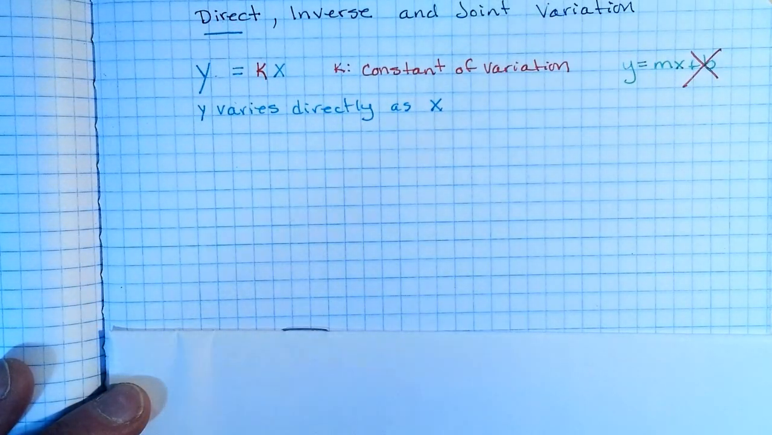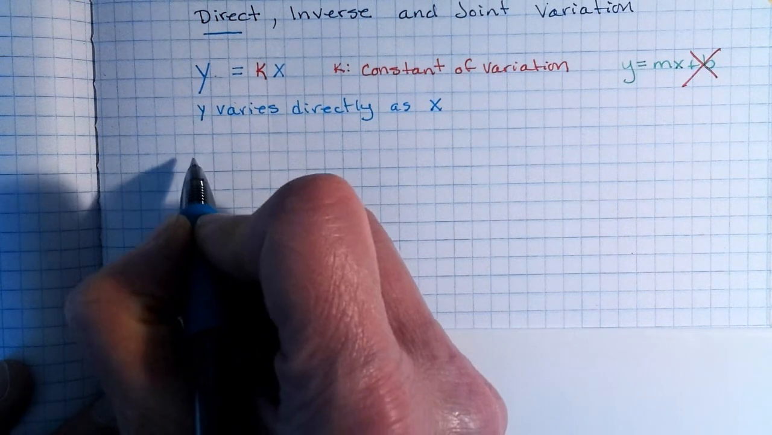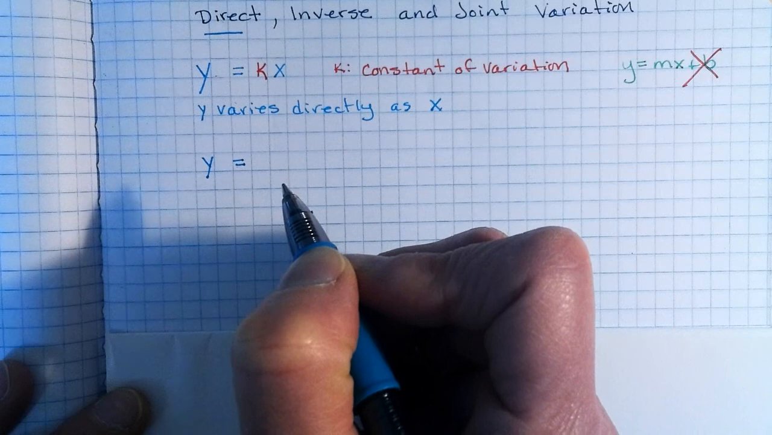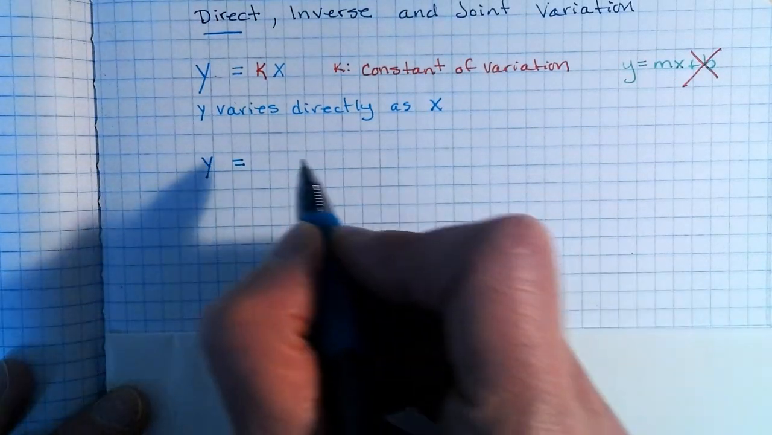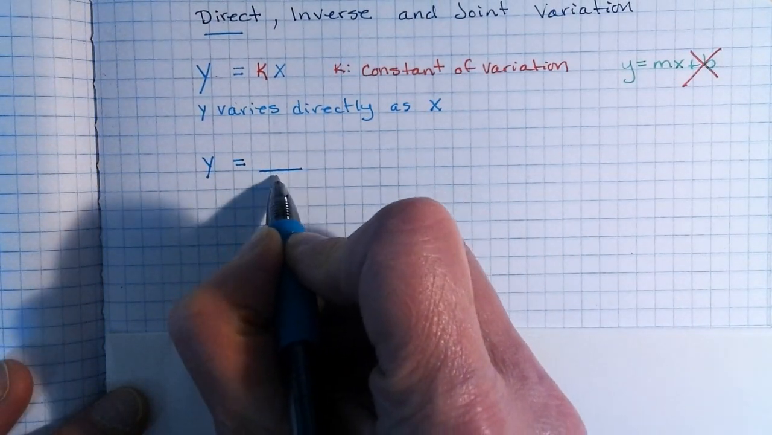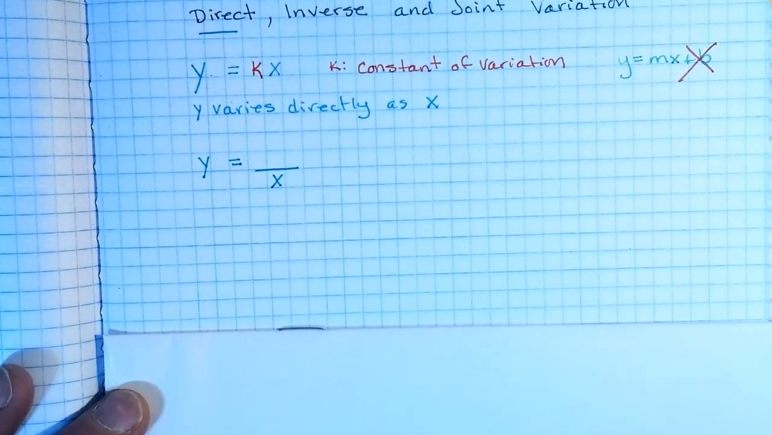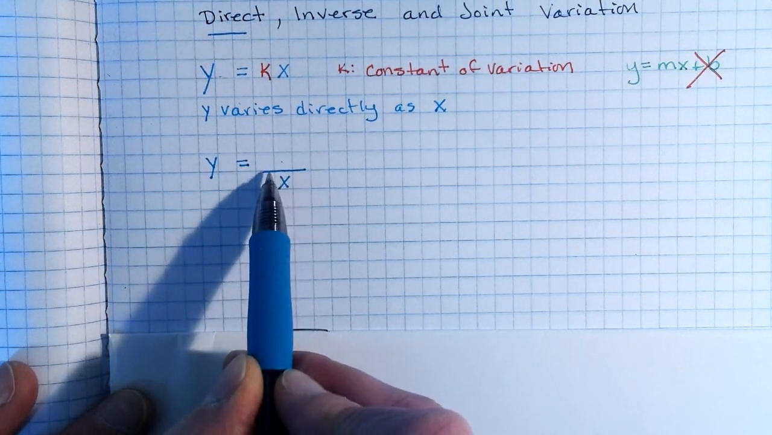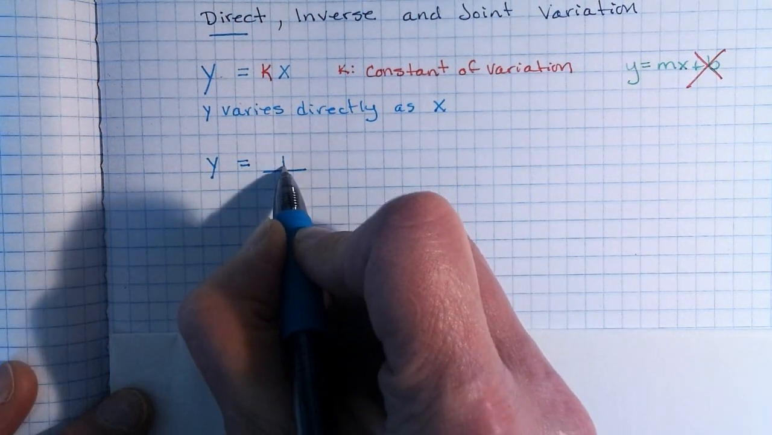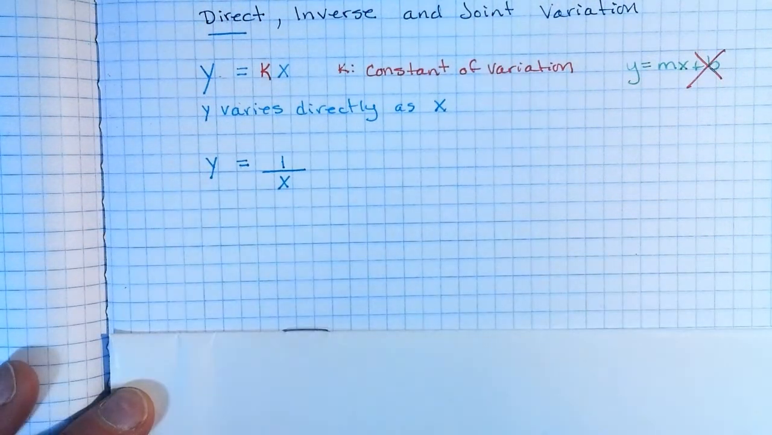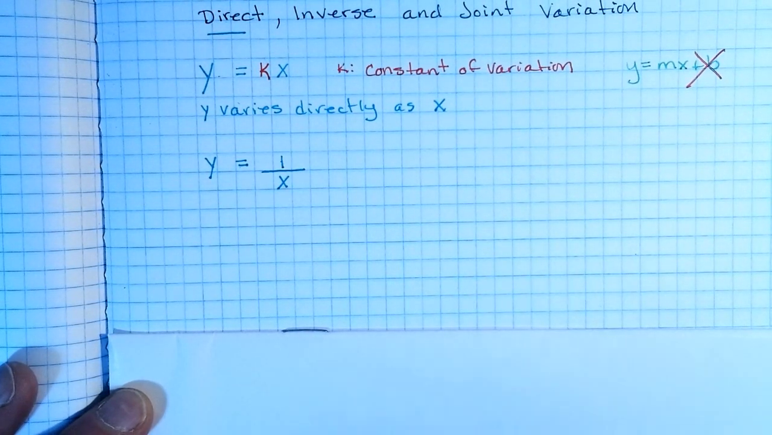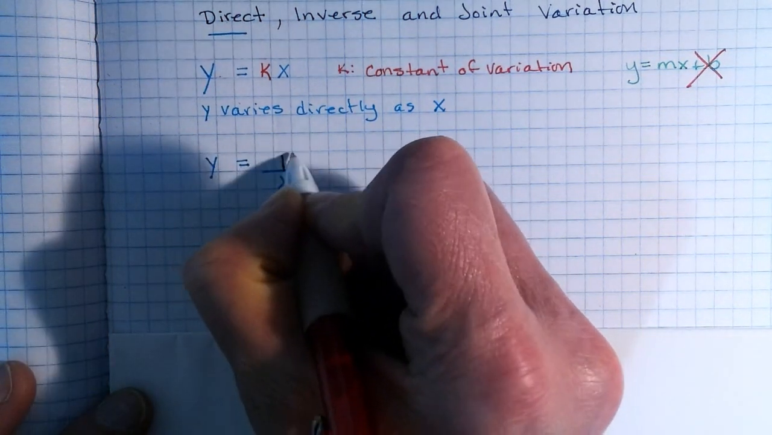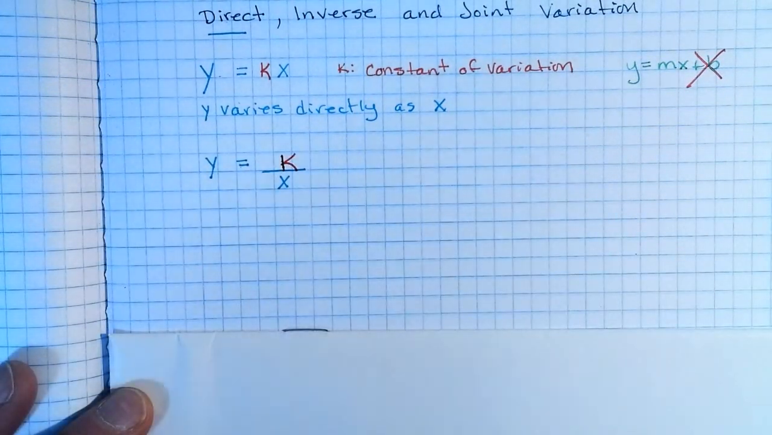The next example we're going to look at is inverse. If I say y varies inversely as x, my x is going to be on the bottom. You can see it's not directly across. It's as if I had the inverse of y was 1 over x. But we have to remember we have a constant of variation, and my constant of variation is always in the numerator.